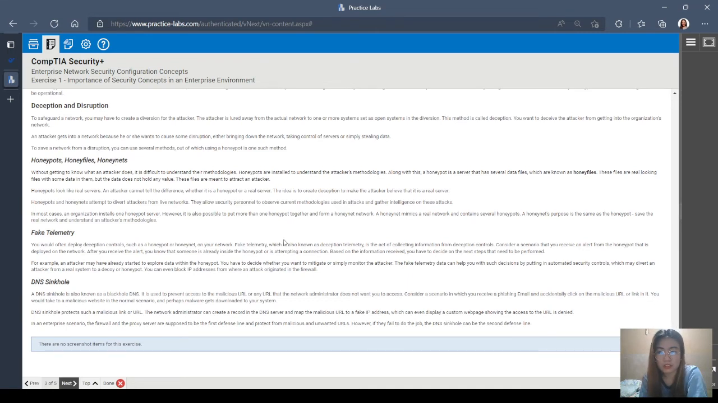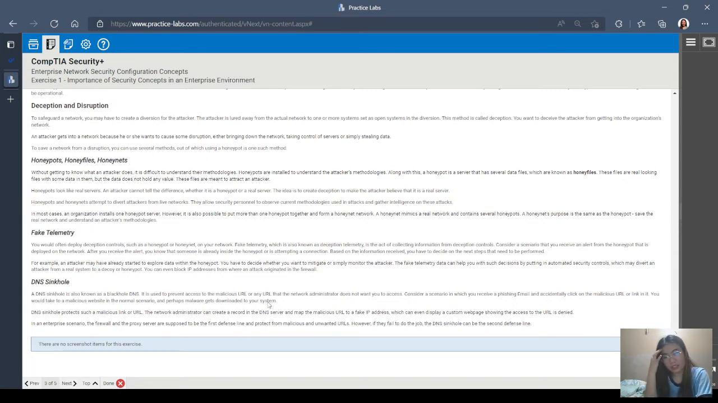In most cases, an organization installs one honeypot server. However, it is also possible to put more than one honeypot together and form a honeynet network. A honeynet mimics a real network and contains several honeypots. The honeynet's purpose is the same as the honeypot: save the real network and understand the attacker's methodologies.